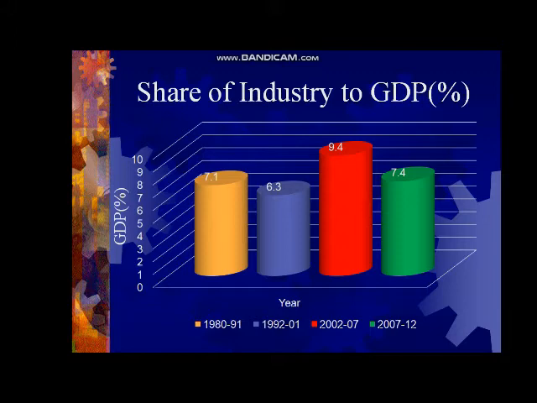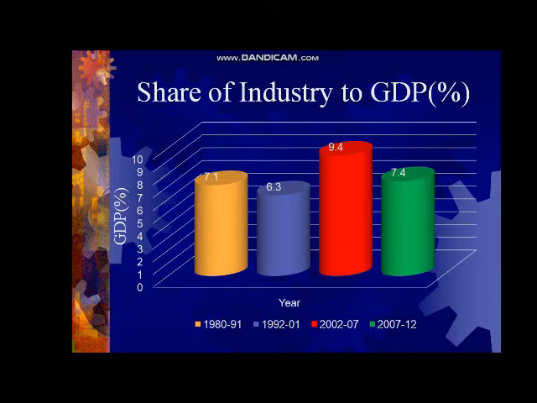Here let us see what this data shows us. At the very outset, let us pick up the yellow, which represents the first period. Here the share of industry to GDP is 7.1. And the next, the blue color, represents the share of industry to GDP as 6.3. And the third, the red one, represents the share of industry to GDP as 9.4%. And the fourth is 7.4%. This shows the share of industry to GDP in terms of percent.